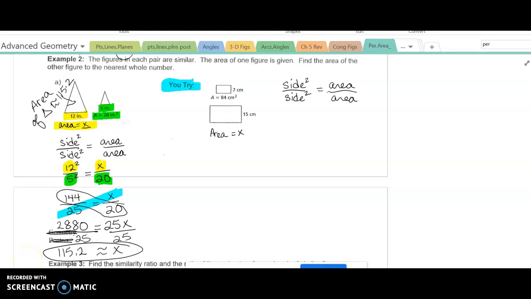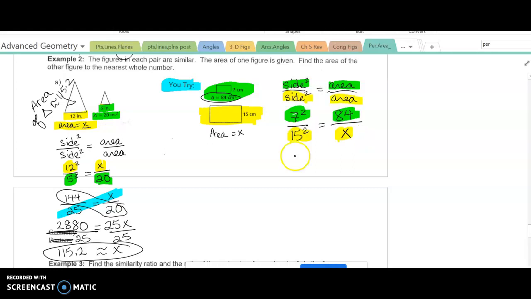Okay, so on the U-try, we now know that the side squared compared to the side squared ratio is equal to the area to area ratio. So if we're looking at our first figure, a smaller figure, we know that 7 squared over 15 for the side length squared would be equal to the area 84 over the area of the big one. We'll call that x actually. And then from there, we just cross multiply and solve.